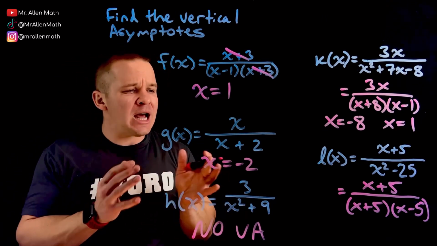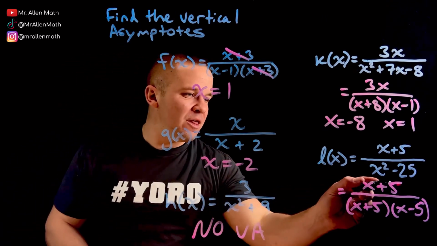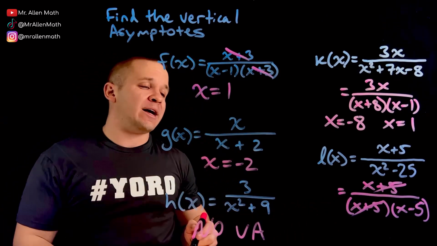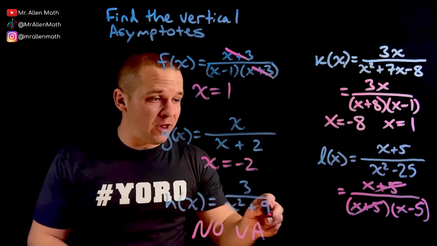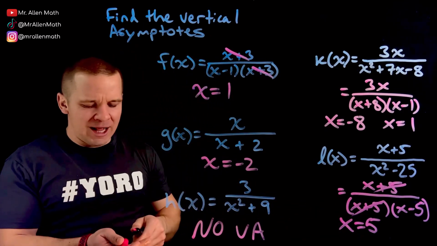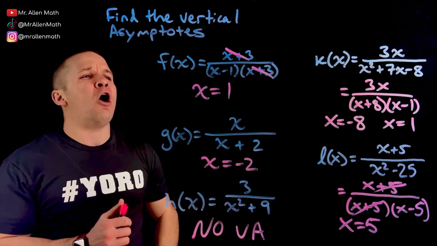Quite frequently. Now, is anything going to cancel? Yes. These two will end up canceling. It'll become a hole, and I'm left with 1 over x minus 5. So my vertical asymptote here is going to be x equals positive 5. Boom. There we go. We got vertical asymptotes all over the place, man.